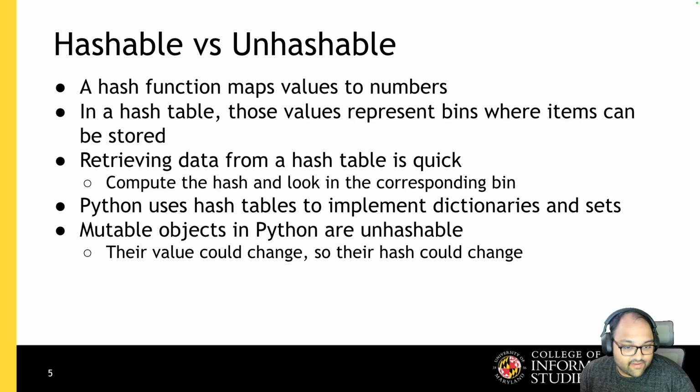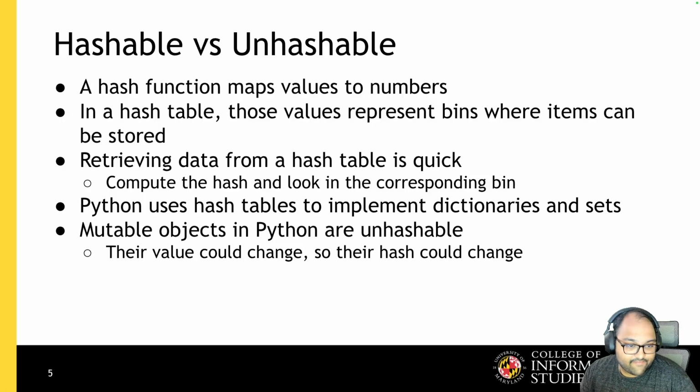Mutable objects in Python are unhashable, because their value could change, so their hash could change. Basically, if something is mutable, it's unhashable. Being mutable does not necessarily mean it's hashable. Sorry, I switched my terms. If it's mutable, it's unhashable, versus if it's immutable, then it is hashable.